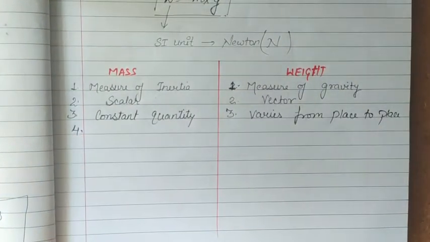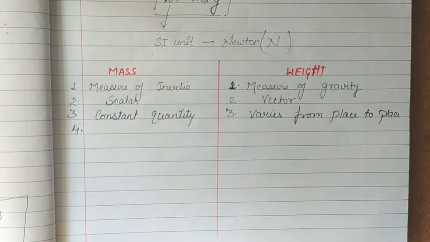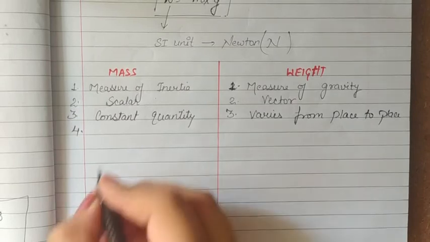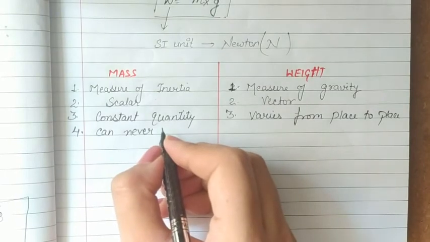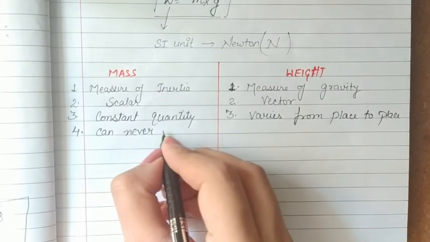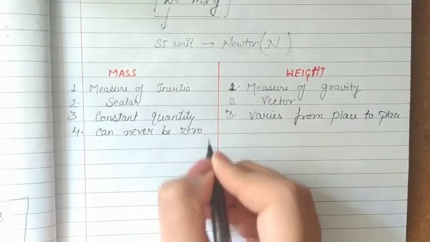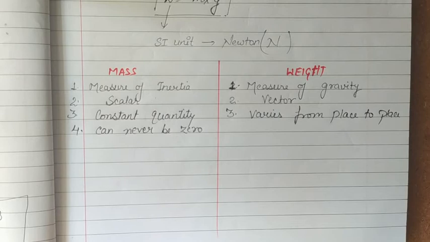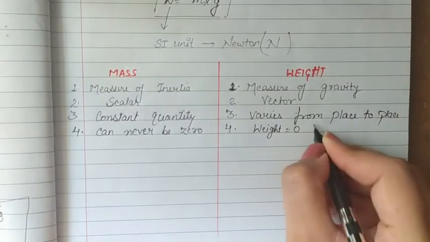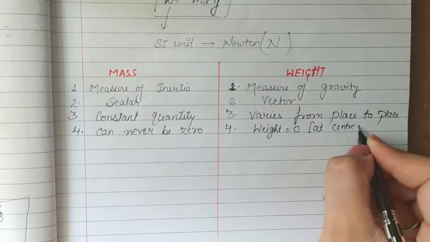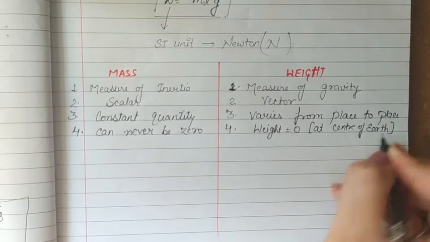Now come to the next one. Mass of a body cannot be zero. If a body doesn't contain any quantity of matter, then it doesn't exist. So mass can never be zero, because zero mass means that the body doesn't contain any quantity of matter. That is not possible. So mass of a body can never be zero, while weight of a body can be zero and it is equal to zero at the center of earth. This is the fourth difference.